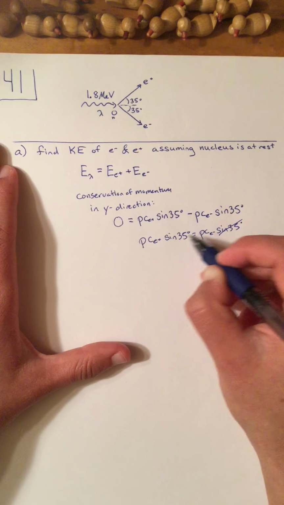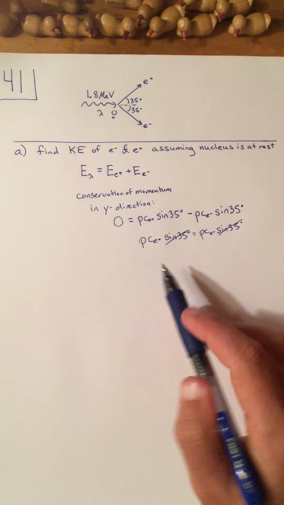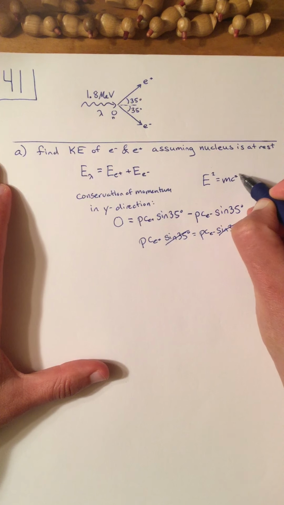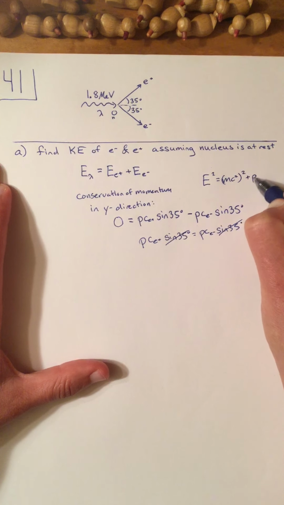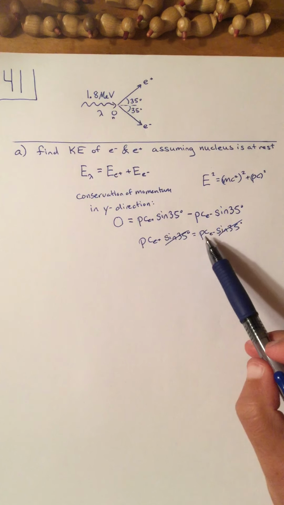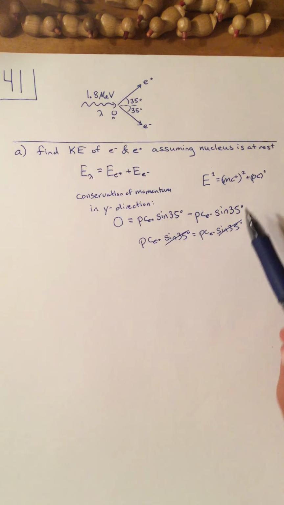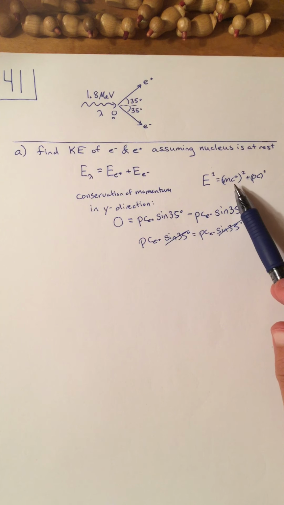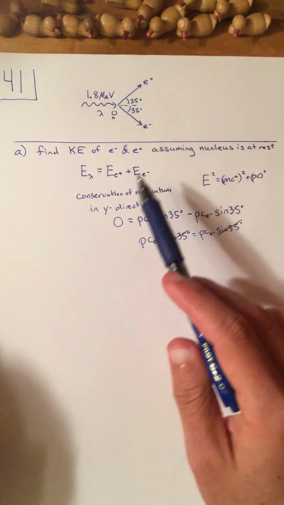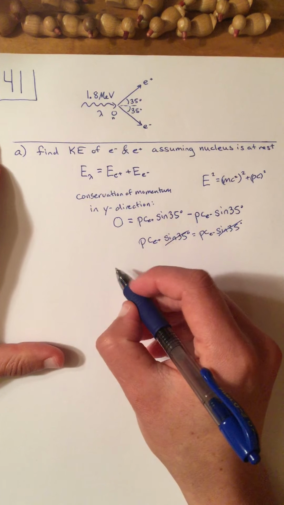We got a sine of 35 degrees on each side, which we can cancel out, which means the electron and the positron have to have the same momentum. But by our equation, E squared is equal to MC squared plus PC squared. If the momentum is the same for both, then since the rest energy is also the same for both, they must have the same energy. So the energy that you have initially splits evenly between the two.